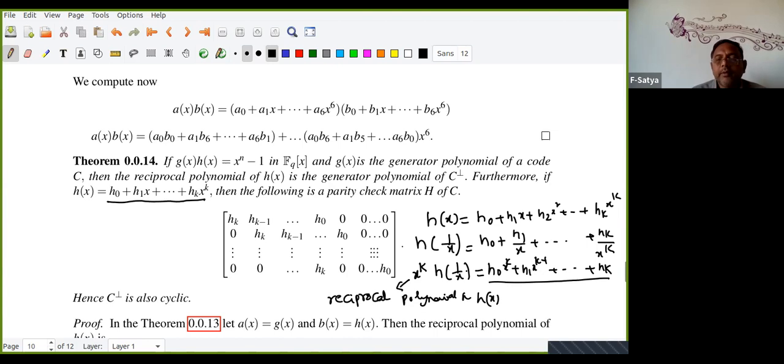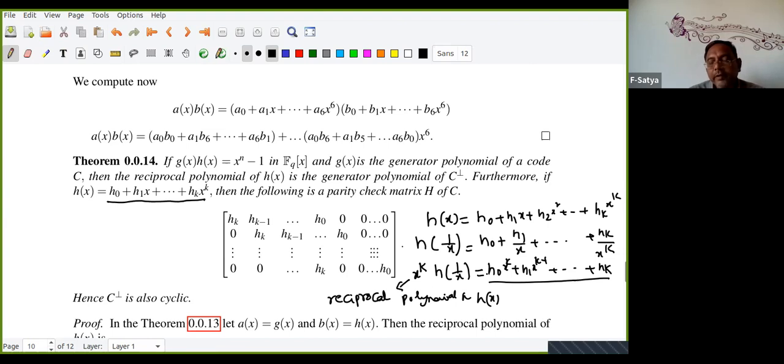So what is it that I'm doing? I'm multiplying by x power k, but x is replaced by 1 by x. Now what is the degree of h(x) and x power k into h of 1 by x? Both have the same degree. Only thing is that the coefficients will be reversed. That's why it is reciprocal, we say.